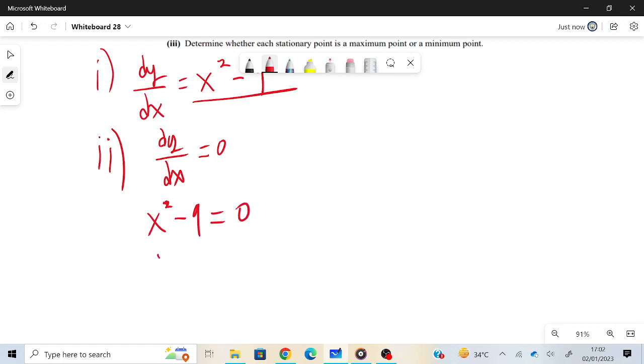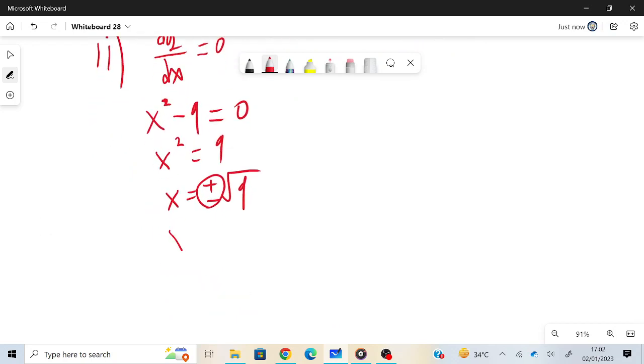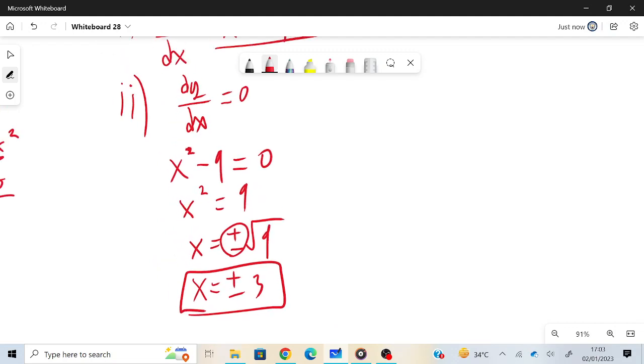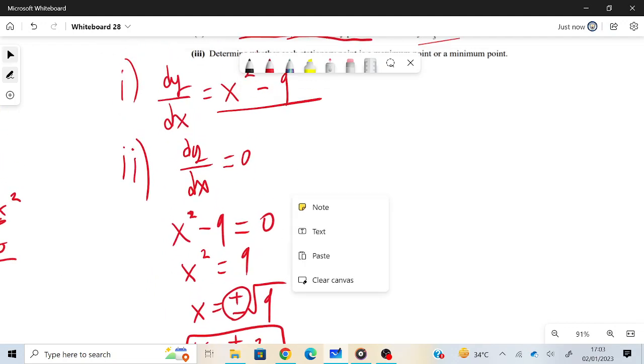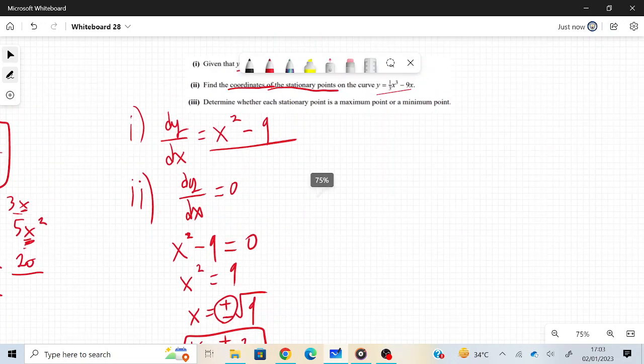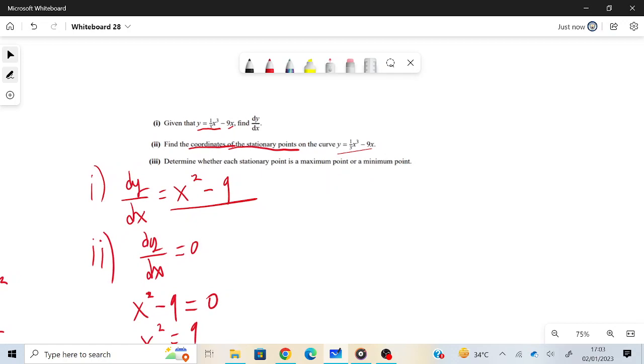Solving for x, we have x squared is equal to positive 9. x is plus minus root of 9. Remember the plus and minus, that's always compulsory in front of a square root, and x is equal to plus minus 3. So we have two x values: positive 3 and negative 3. Now if you go back to the question, if you pay attention, it said find the coordinates of the stationary points. You see it's plural. That means there are 2 points.